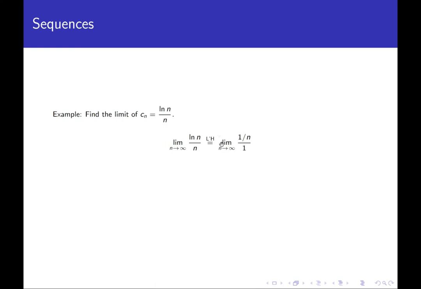So whenever I use L'Hopital's rule, I always put a little L' over the equal sign so that you know that's what I'm using from one step to another in a limit. We take the derivative of the top as 1 over n, derivative of the bottom is 1. So that just gives us 1 over n when we simplify. And that limit goes to 0. So again, we have a convergent sequence here.